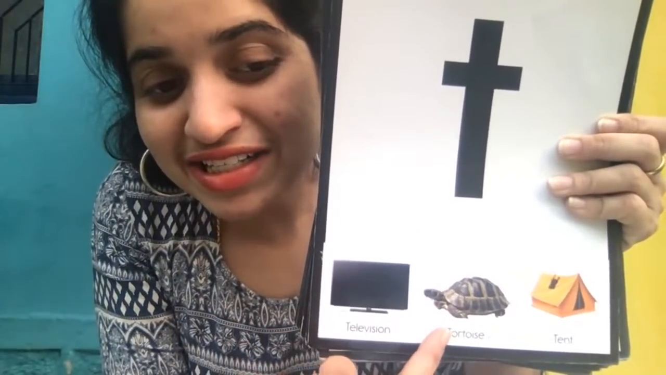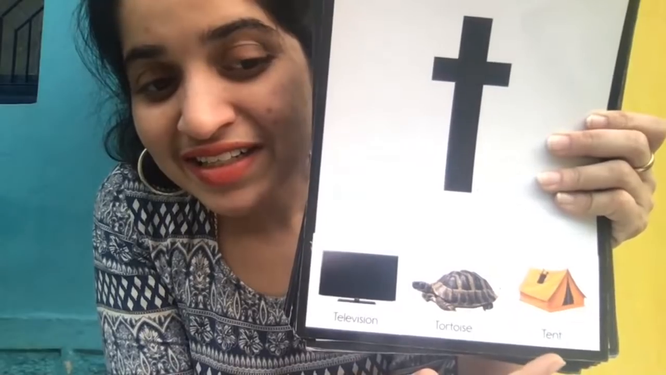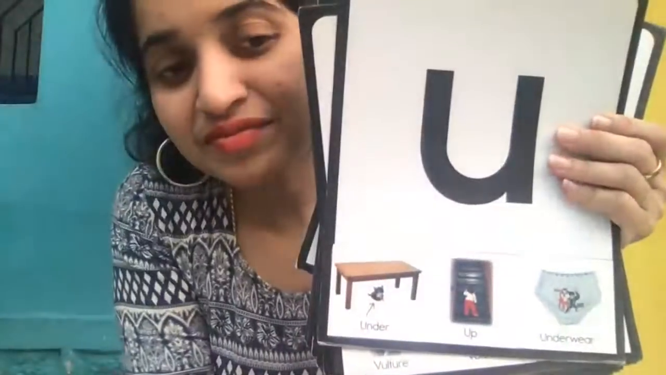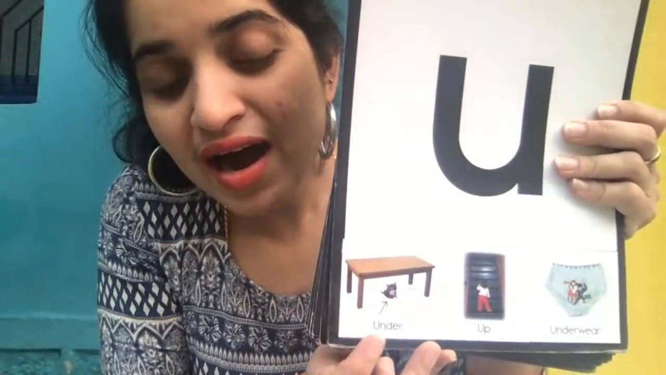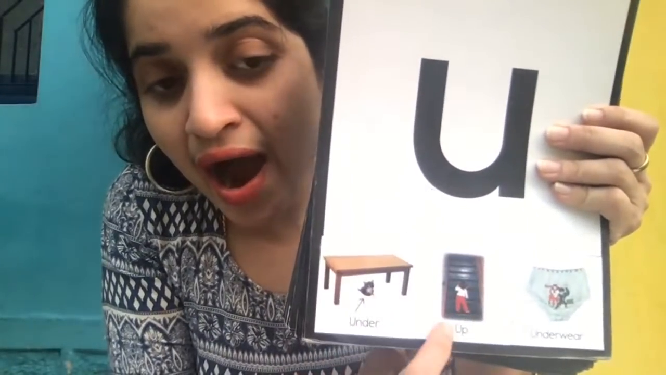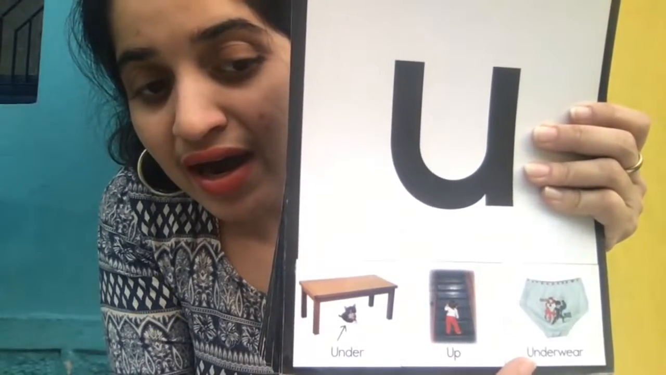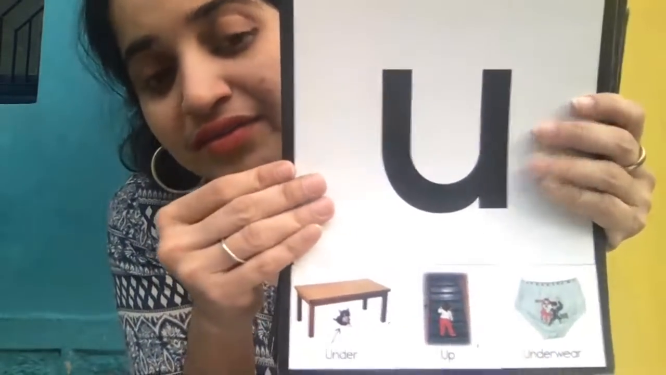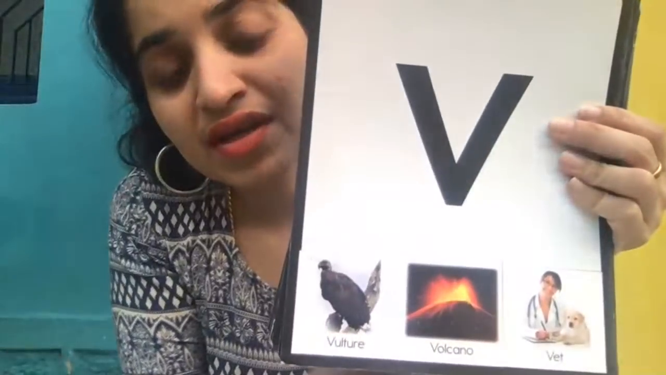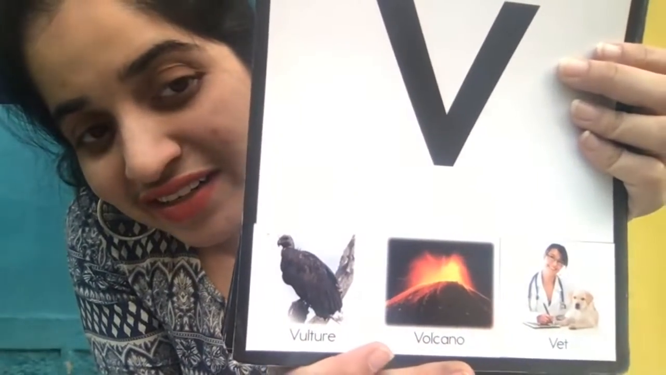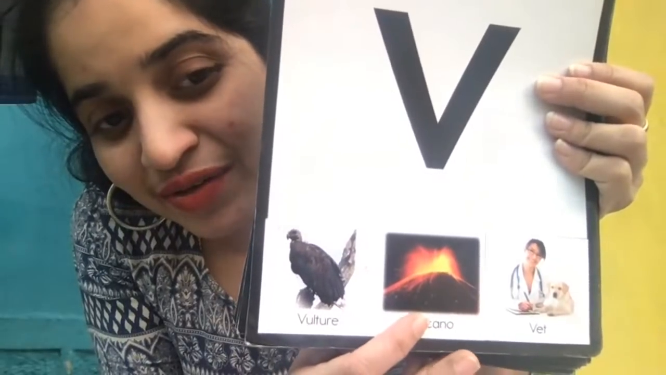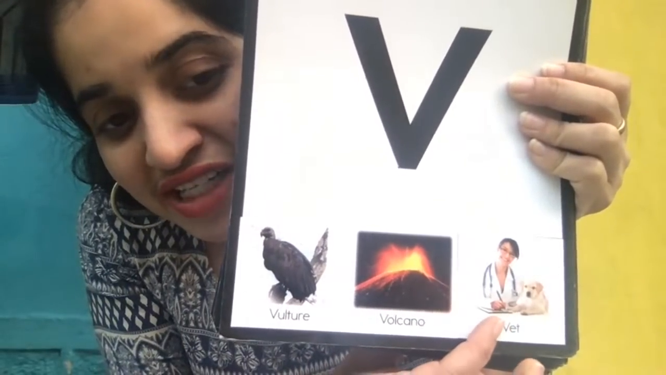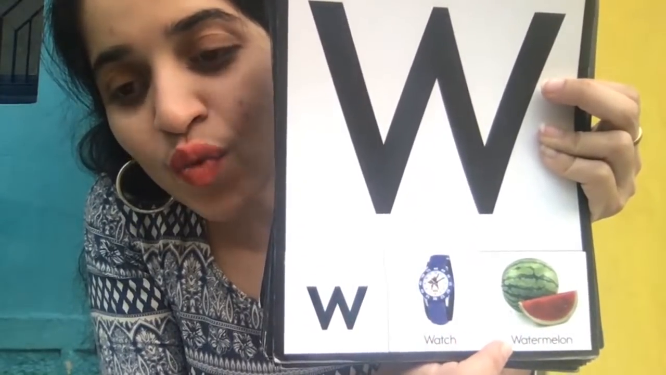Television. Tortoise. Tent. Under, up, underwear, vulture, volcano, vet, is nothing but a veterinary doctor, wa, as in watch, wa, as in watermelon.